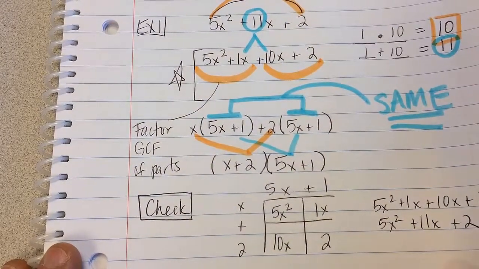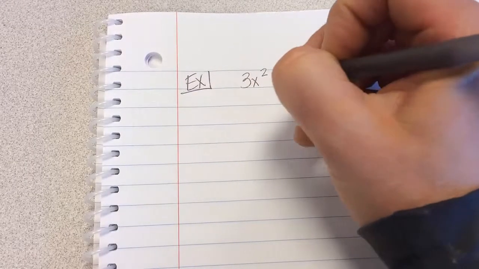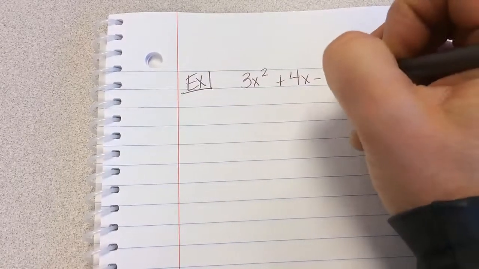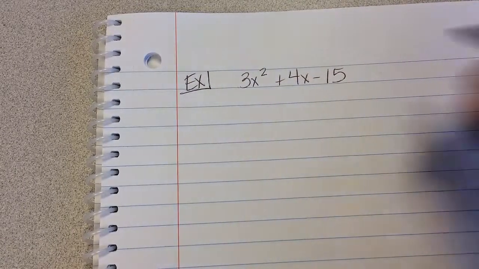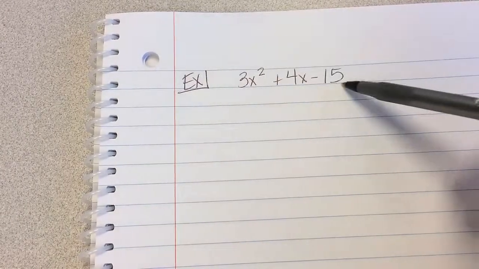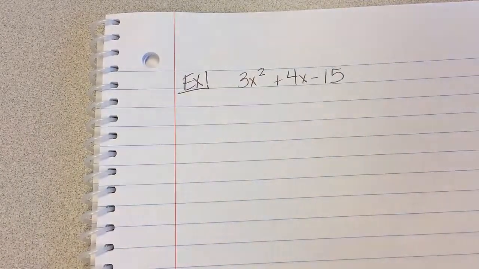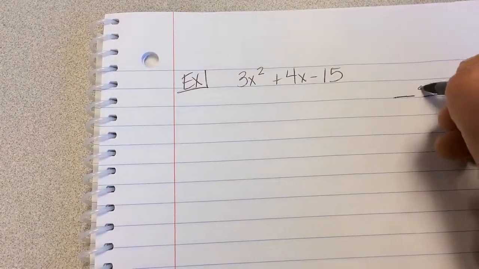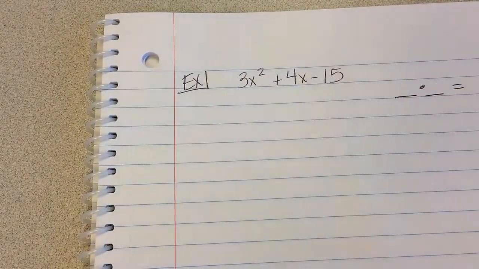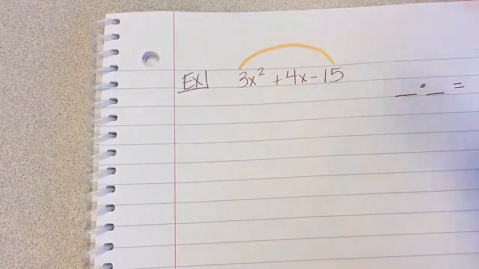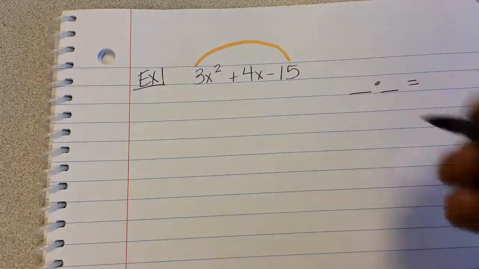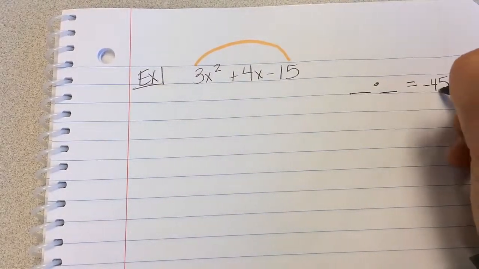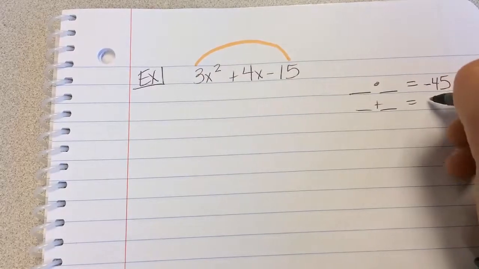Let's do one example with some negative signs in there. So we're going to have 3x squared plus 4x minus 15. We're going to factor this. Okay, there's no GCF to factor out here. Nothing divides everything. Nothing divides 3, 4, and 15, and there's no x that I can factor out. Okay, so again, I'm looking for two things that multiply to make. Now here's the tricky part. They've got to multiply to make 3 times negative 15. So this is going to be negative 45. They're still going to add to make 4.